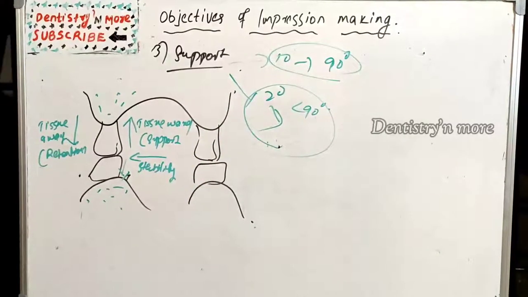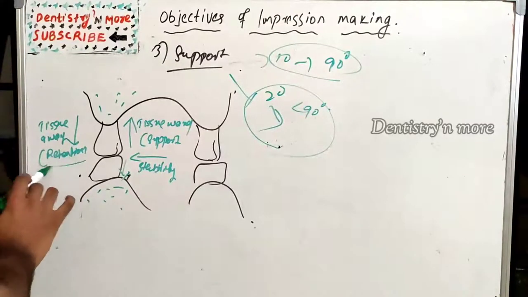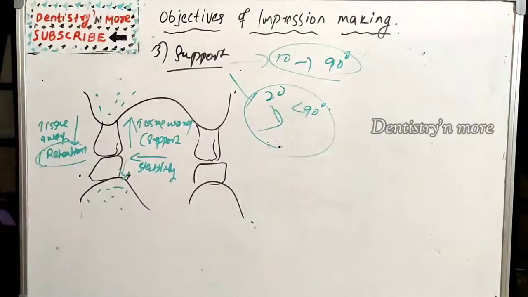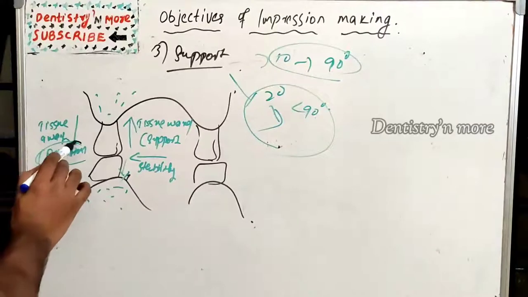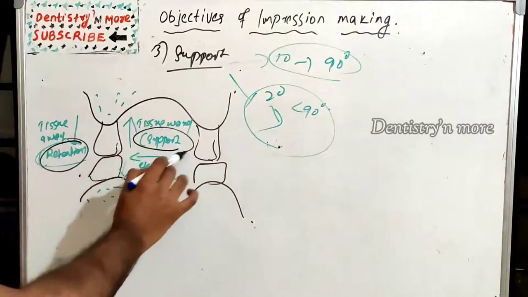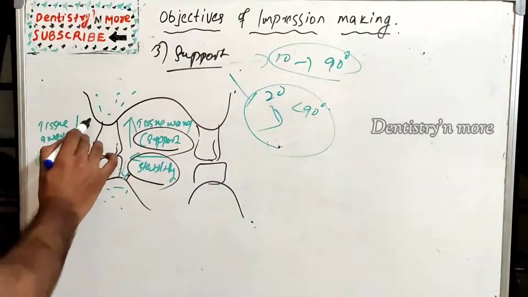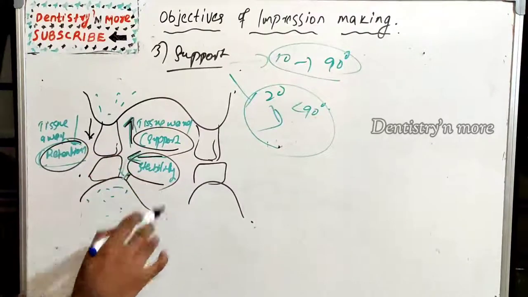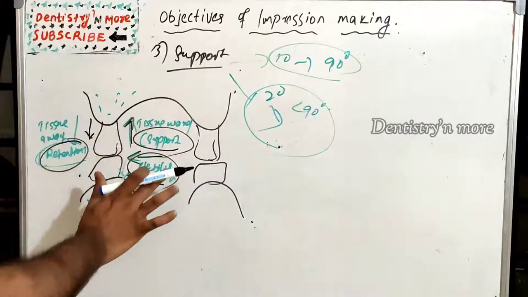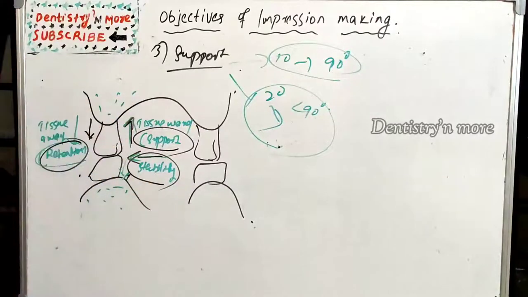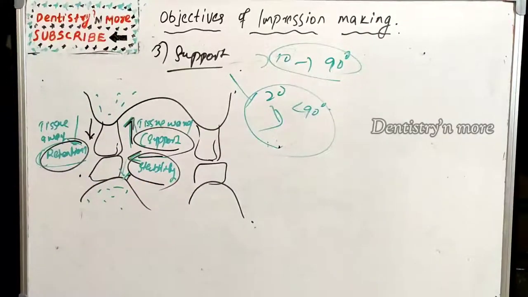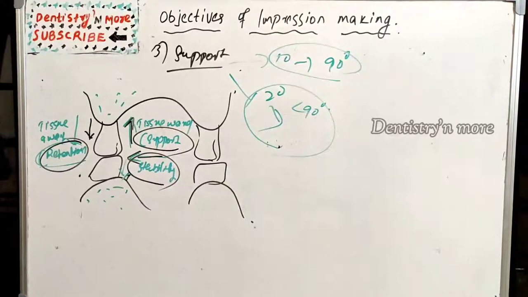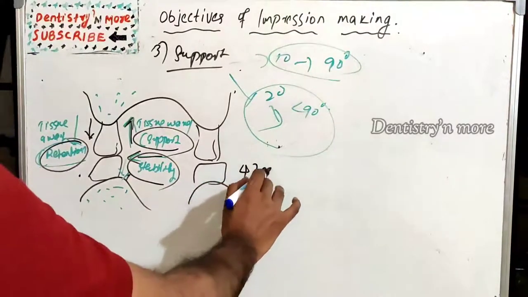So this is a concept, the retention. This is retention, this is the support, and this is the stability. So it acts like this. If we have good retention, good support and good stability, there will be a perfect denture. Okay, and the fourth one, aesthetics.